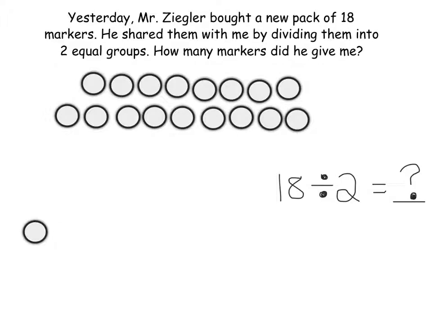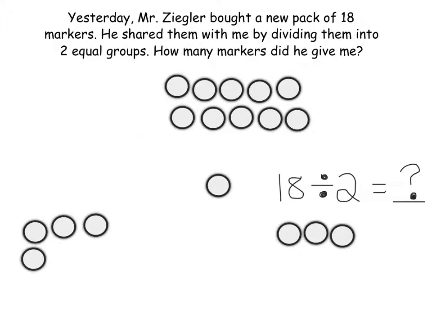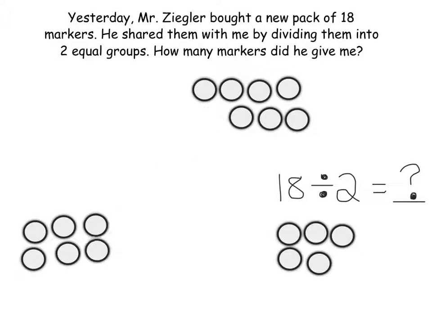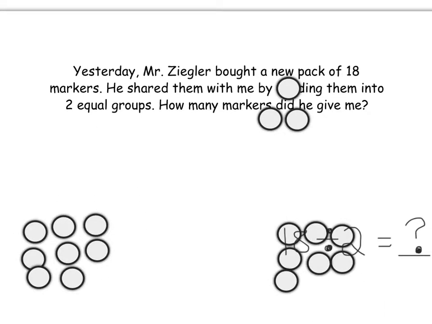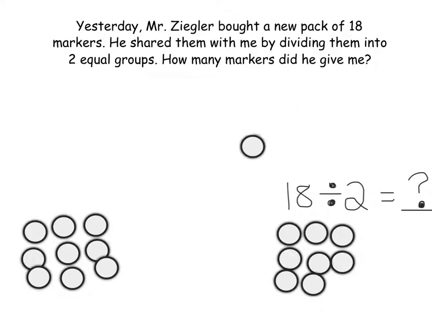And we're going to give one to Mr. Ziegler and one to me. And one to Mr. Ziegler and one to me. And we're just going to divide them out using the fair share strategy until there are none left. And we're just going to go back and forth and give these 18 counters, or 18 markers, into 2 equal groups. There we go.